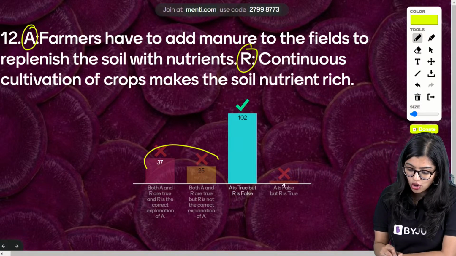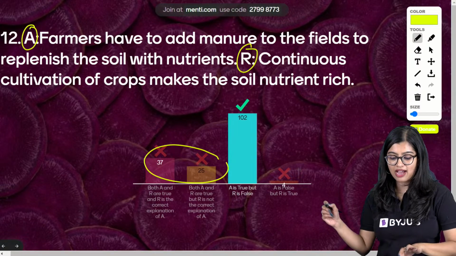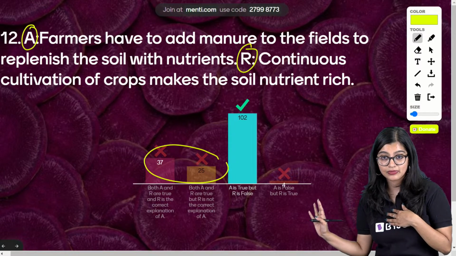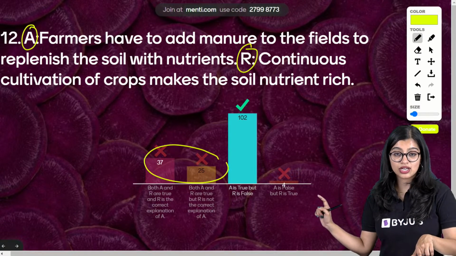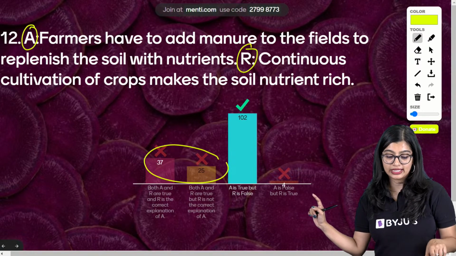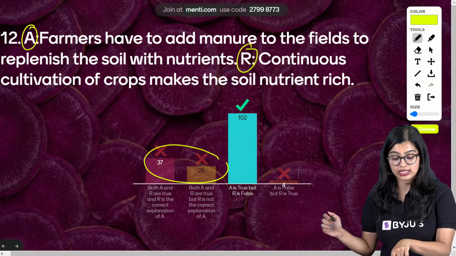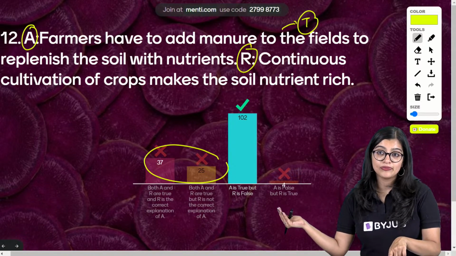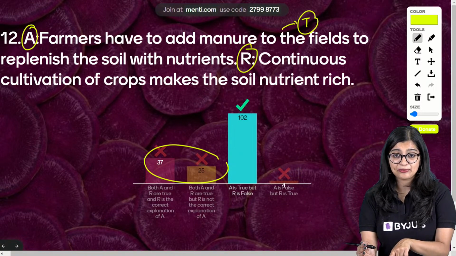Now I want to know who are these people who have marked this. I sincerely hope it is a misclick. Yes? Now of course, assertion statement says that farmers have to add manure to the fields to replenish the soil with nutrients. Very good. This statement is true, right? Why do we add manure? Because it adds nutrients, right?